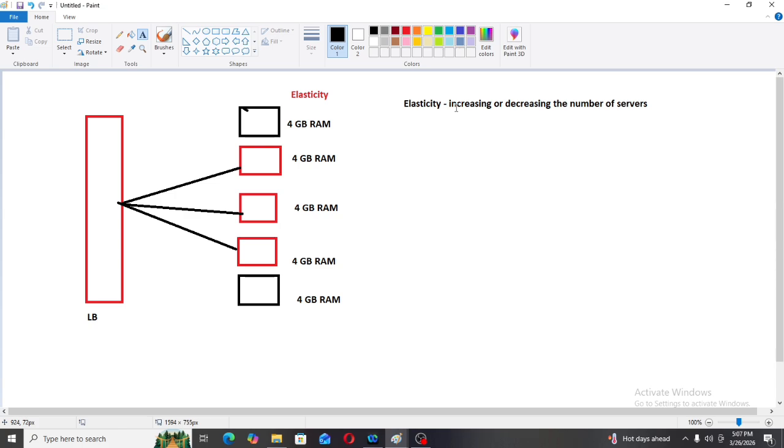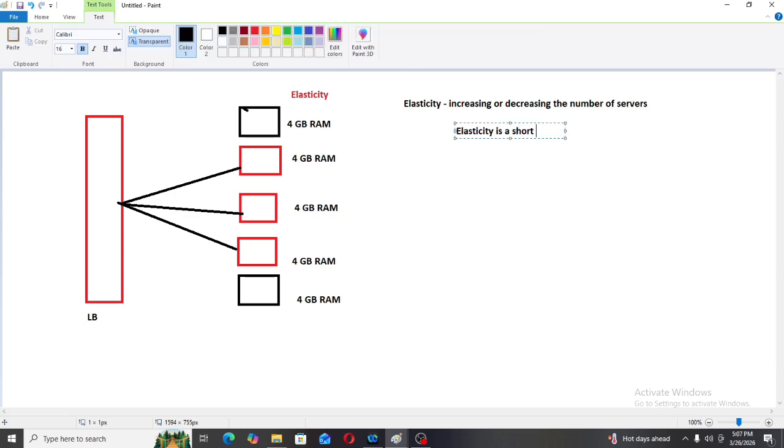Elasticity is a short term. Elasticity is also called horizontal scaling. These definitions are important from a certification point of view, so I am covering horizontal scaling and short term also. Elasticity is also called horizontal scaling.